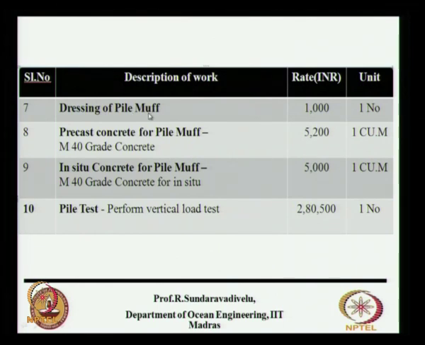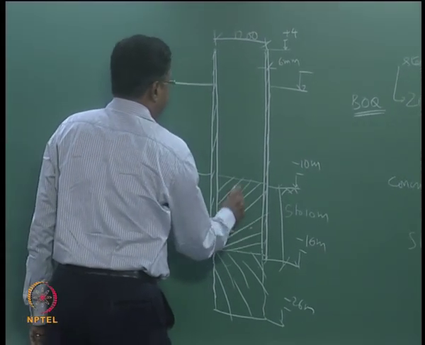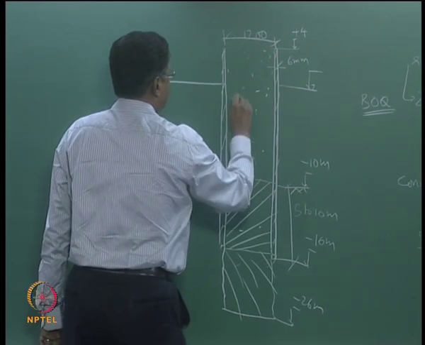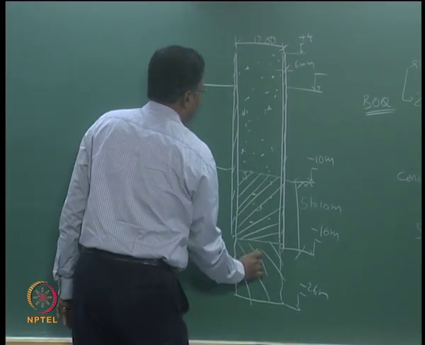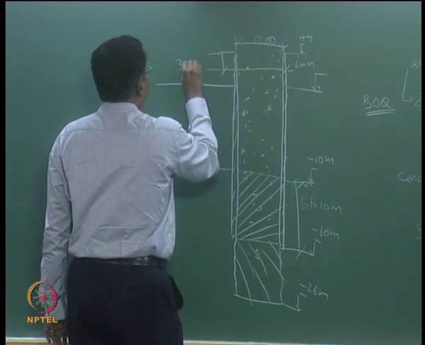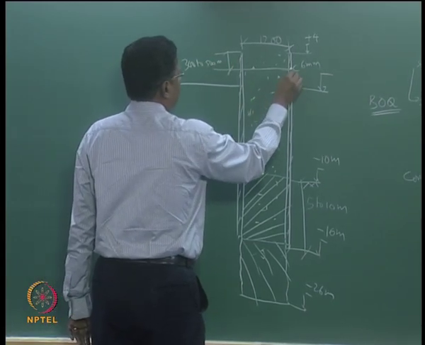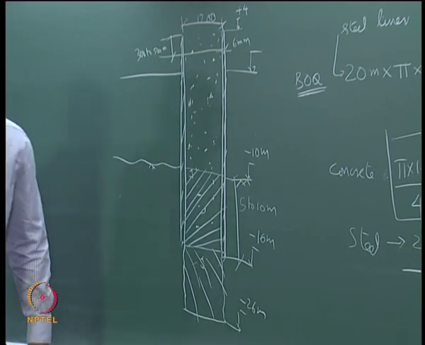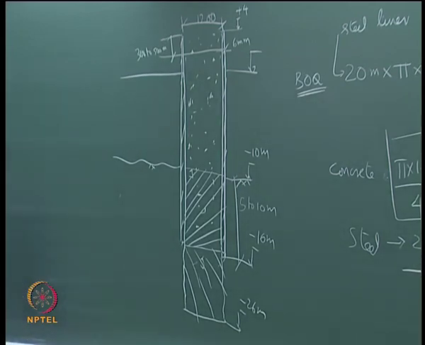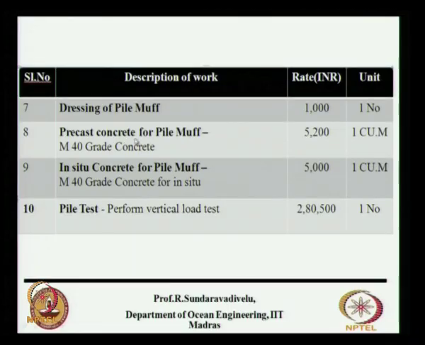Then we have dressing of pile to place the pile muff, so that each pile is about 1000 rupees. What we do is we use a tremie and do the concreting. The concreting is done right up to the top. Once you complete the concreting, they remove about 300 to 500 mm of concrete. Suppose this is your cutoff level, they cast about 300 to 500 mm above and then remove this concrete, because when you work with bentonite slurry, the concrete at the top will be very loose. Then they do the precast concrete for pile muff, that is 5200 per cubic meter. Then they have in situ concrete for pile muff.